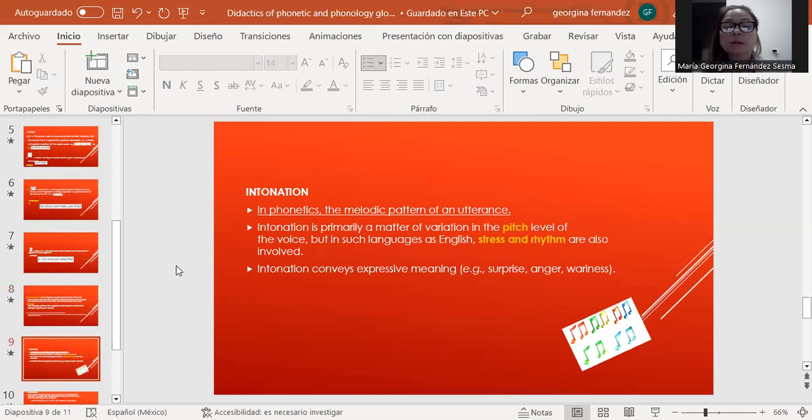Intonation. In phonetics, the melodic pattern of an utterance. Intonation is primarily a matter of variation in the pitch level of the voice, but in such languages as English, stress and rhythm are also involved. Intonation conveys expressive meaning, for example, surprise, anger, worriness.